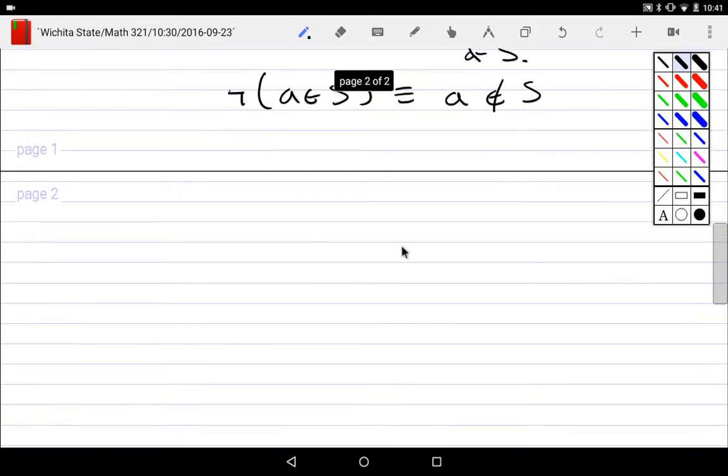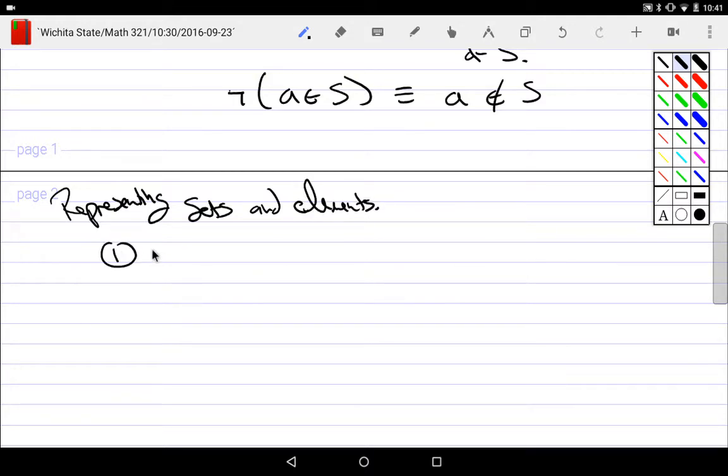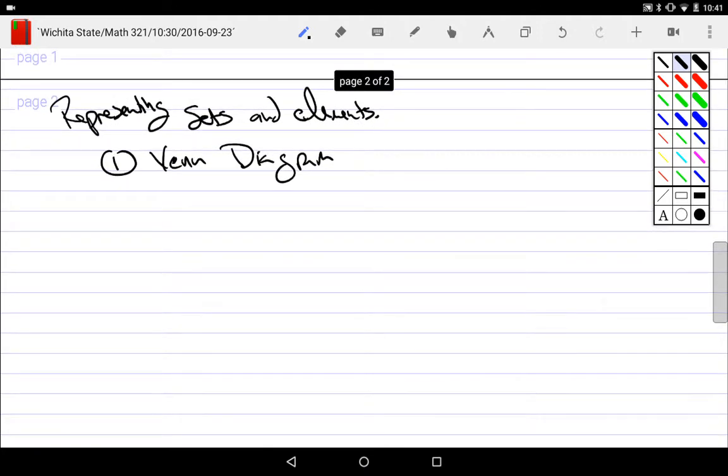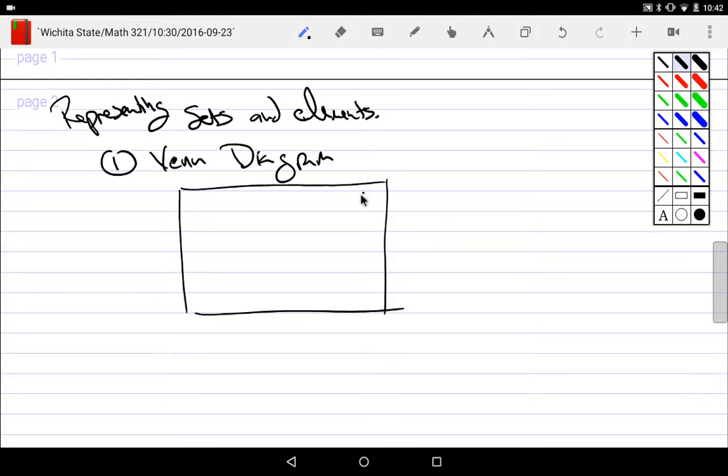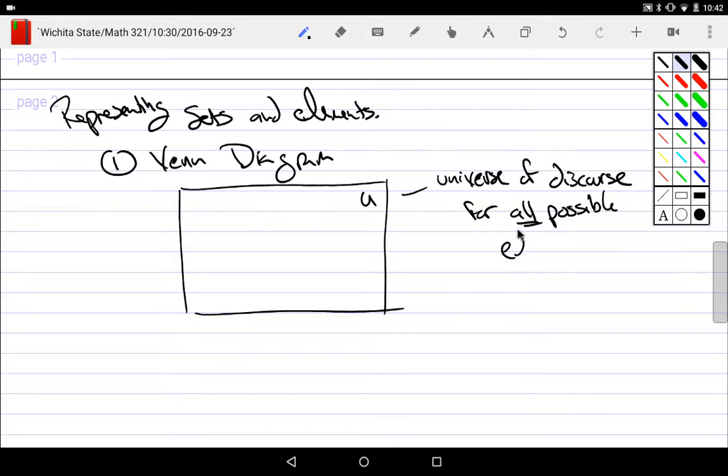How do I represent sets and elements? The first one I'll talk about is a Venn diagram. A Venn diagram has three parts. The box is necessary, labeled U. The box itself is our universe of discourse for all possible elements. So it's like, what elements are you talking about, right?